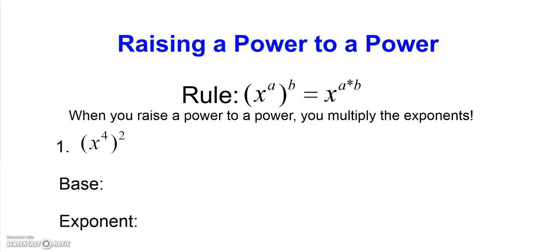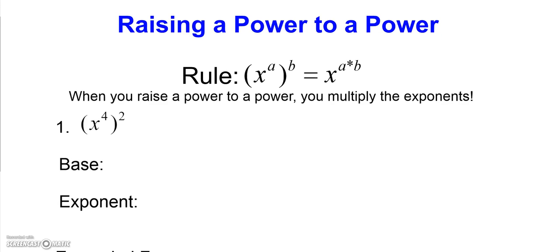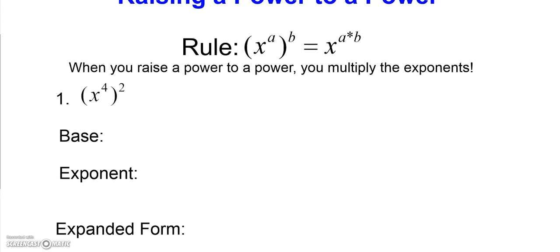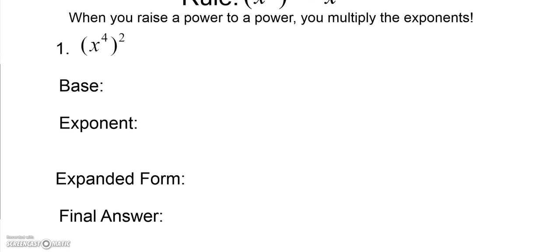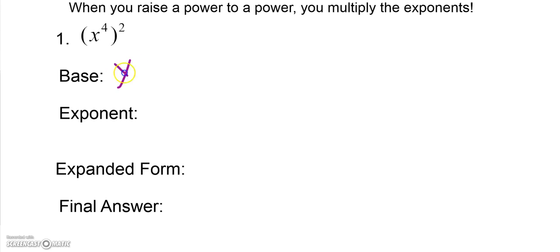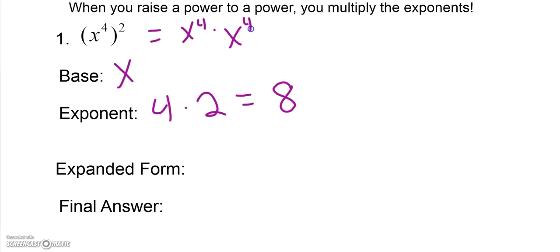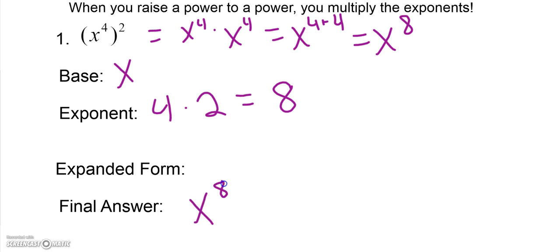Alright, last one is raising a power to a power. If you have x to the a, all to the b, that equals x to the a times b. So you multiply the exponents. We have a base of 4, and an exponent of 4 times the exponent of 2. And 4 times 2 is 8. Because this is the same thing as saying x to the 4 times x to the 4. So that would be x to the 4 plus 4 based off the product rule. So you get x to the 8th. Our final answer is x to the 8th.